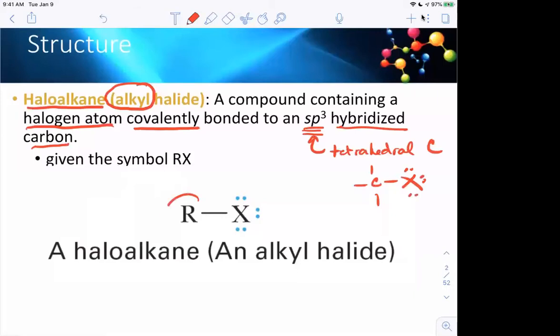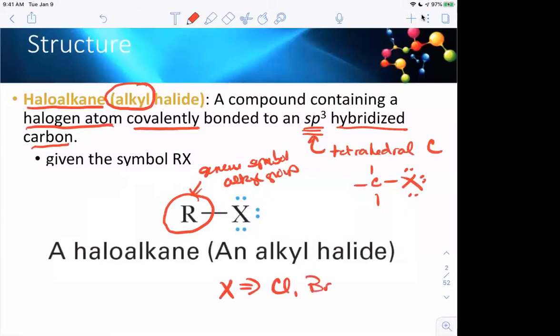So this R symbol is just that generic symbol for an alkyl group. And then my X, as we're going to notice, is going to be chlorine, bromine, and iodine for the most part in this chapter. And we're going to talk about why that is. They have some chemistry that fluorine doesn't have because of their position on the periodic table.